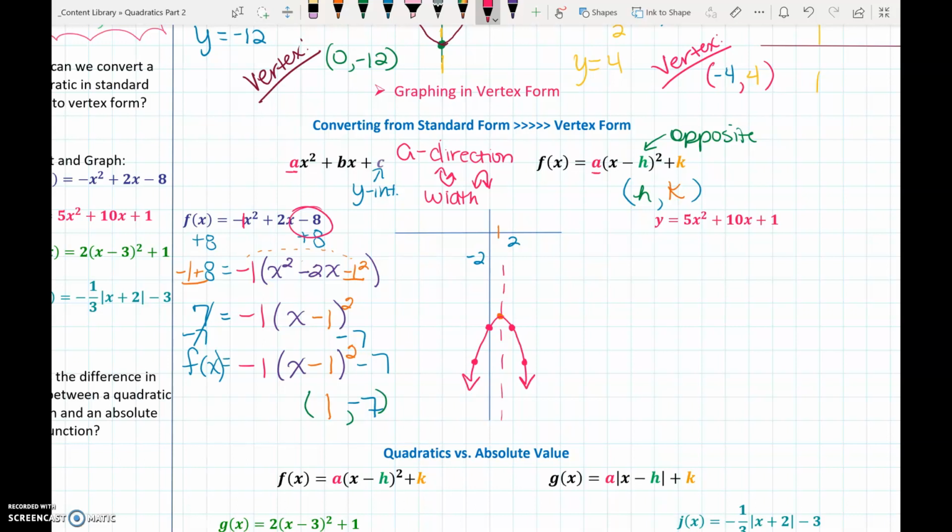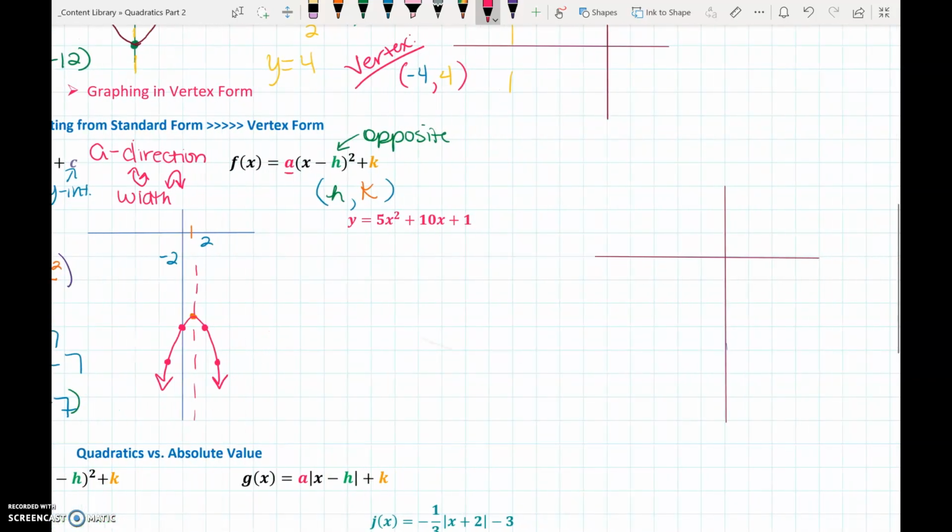So we're getting the same results as yesterday. It's just a different method to get there. You have to know how to convert to vertex form on the EOC. However, if you're just asked to graph, you can do it either way that you want. So whichever method you like, yesterday's versus today's, just stick with that. That's fine with me as long as you're comfortable with it. Okay, so let's try the next one.